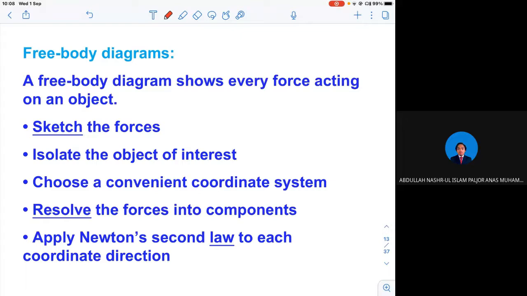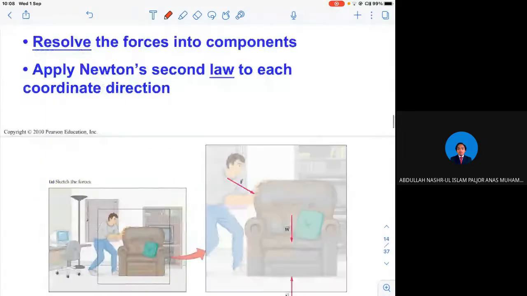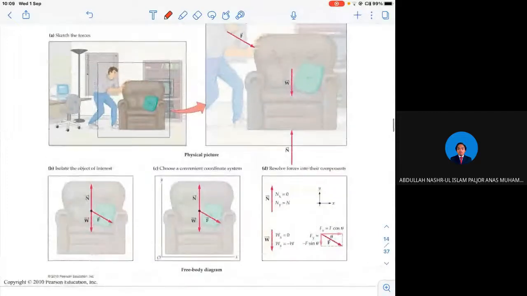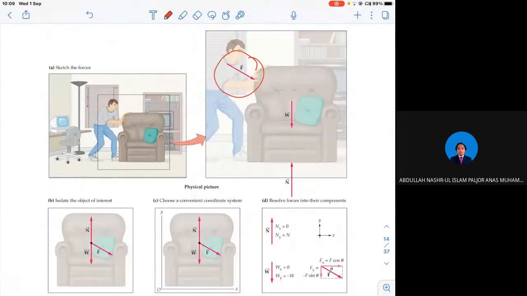What is the free body diagram? It is how you sketch the forces: isolate the object of interest, choose a convenient coordinate system, and resolve the forces into components. All right. For example, when you want to push a sofa, the sofa of course will have its own weight and a normal force.